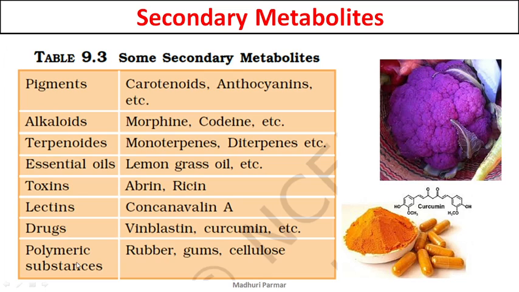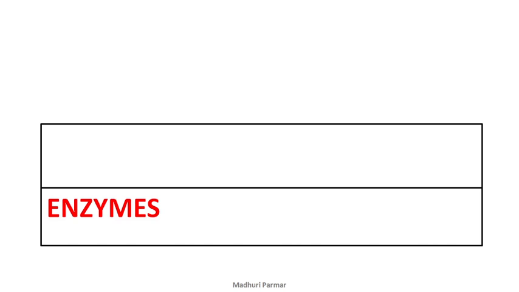Fine. Then polymeric substances, which are polymers. You have rubber, which is nothing but latex, gums, and cellulose. Cellulose, again, is not required directly in growth, development, and reproduction, but it is required for structural support. So it is again a secondary metabolite. Clear? So here we end the secondary metabolites and we come back to enzymes. Enzymes are nothing but a type of protein, functional proteins.